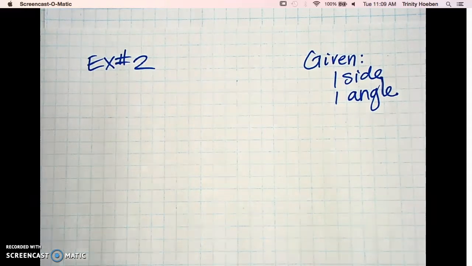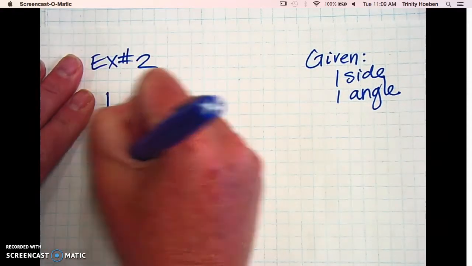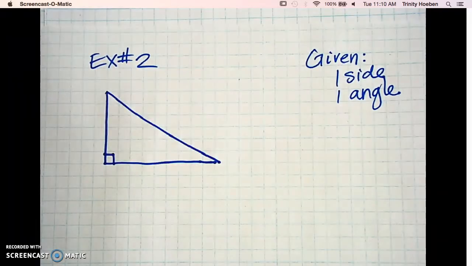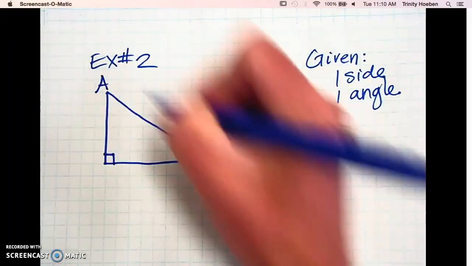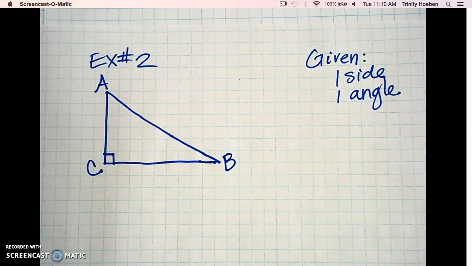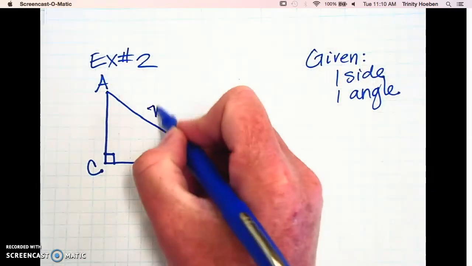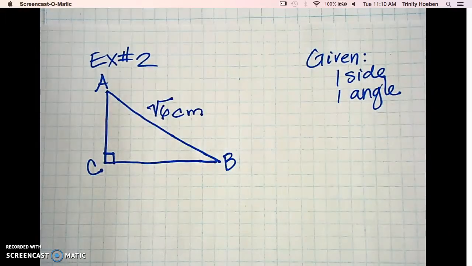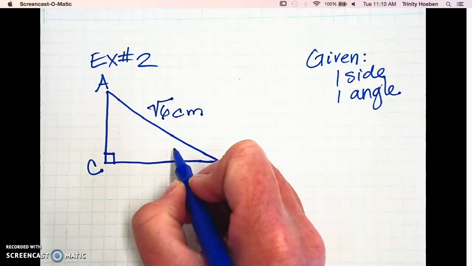All right, so let's draw this triangle. Obviously, it has to be a right triangle. Well, this is A, B, C. And this time, we're given 1 side and 1 angle. So the side that we're given is going to be this side over here, square root of 6 centimeters. And the angle that we're given is angle B right here.